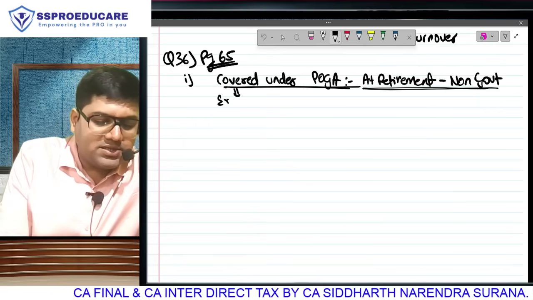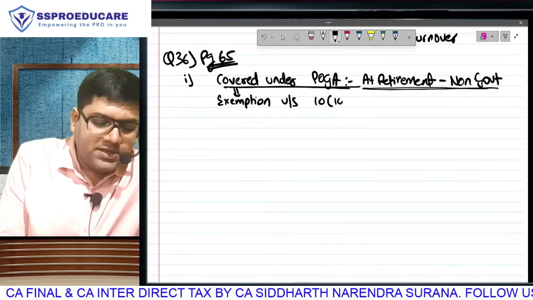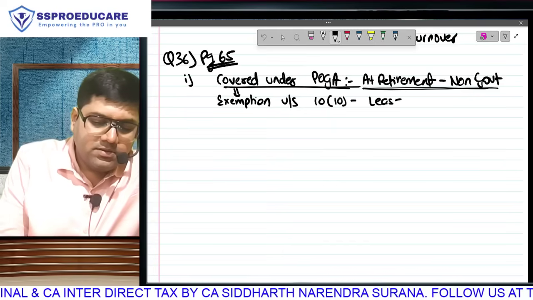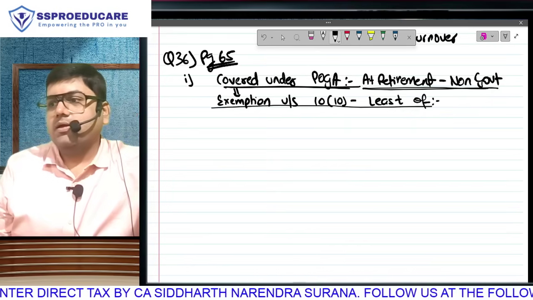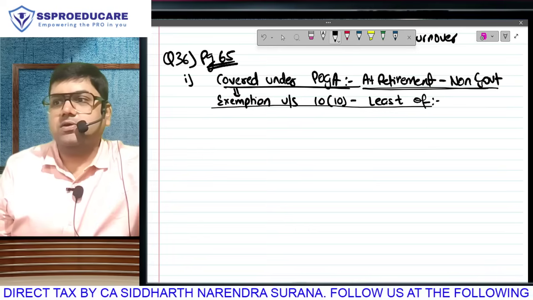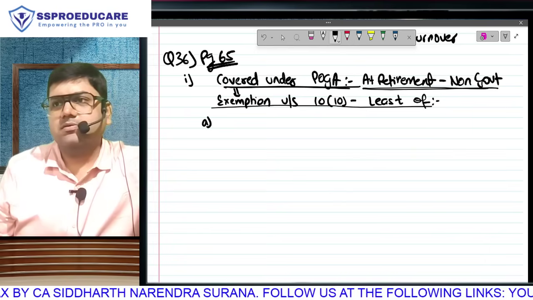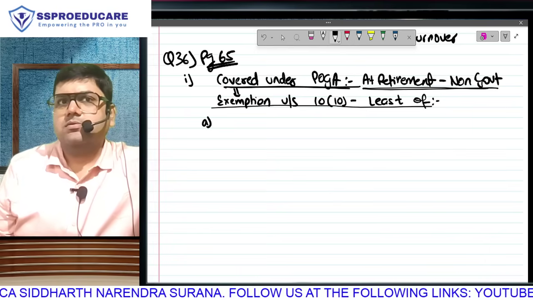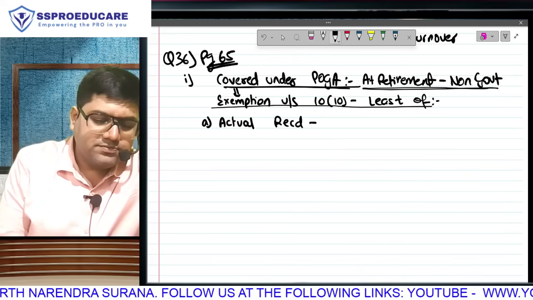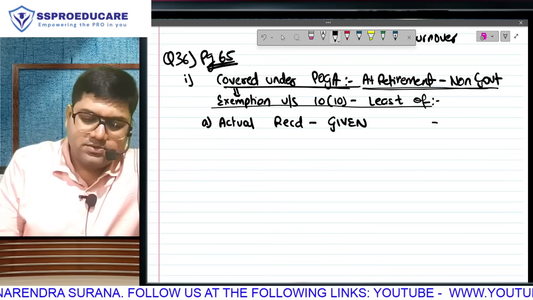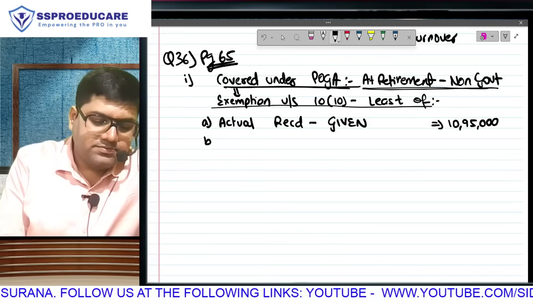Our exemption under section 10(10) is going to be least of the following. Exemption under section 10(10) is going to be least of the following. First, limits you remember? Actual receipt. Actual is always going to be given to you. How much? 10 lakh 95,000.